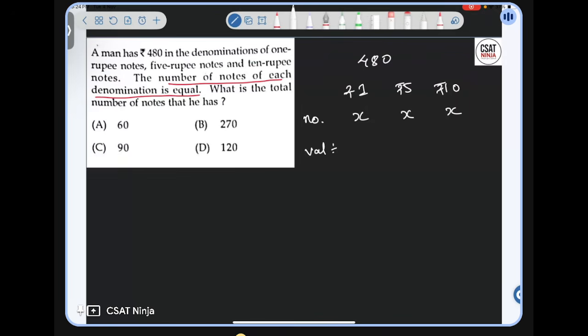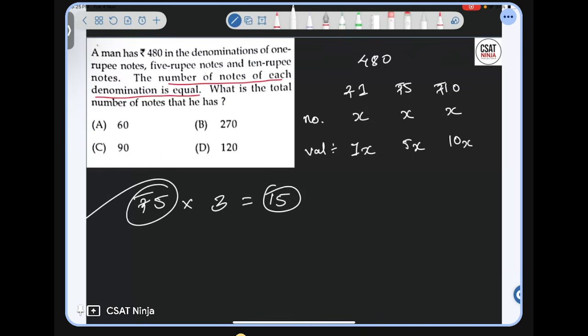Now, if you have X number of 1 rupee, your value will be 1x. If you have X number of 5 rupees, it will be 5x. And if you have X number of 10 rupees, your value will be 10x. I'll give you an example. If you have 3 pieces of 5 rupee, then your value will be 15 rupees, right? How did I get 15? 5 into 3. Likewise, 5 rupees into x will be 5x.